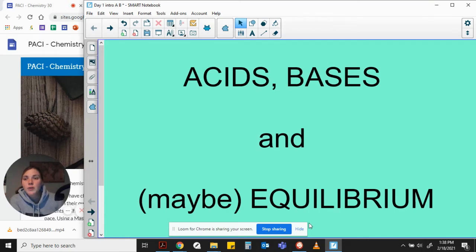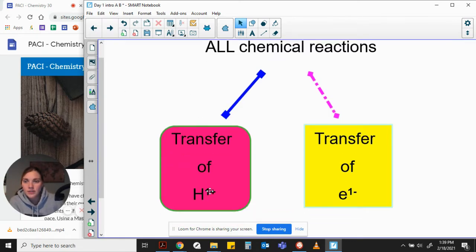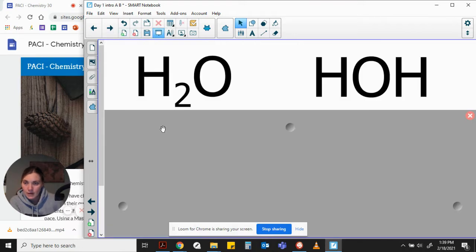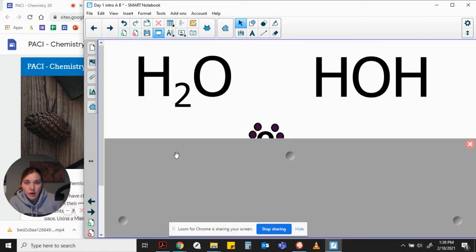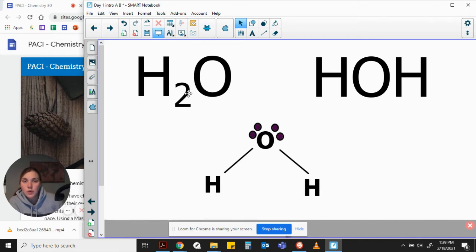Hey Chem 30, this video is our acids and bases introduction, which will eventually lead us into equilibrium that involves acids and our bases. So all chemical reactions are either a transfer of the hydrogen or a transfer of electron. This is looking more at a transfer of the proton. We've seen water as H2O, but we're going to think of it as HOH for this outcome. Okay, and so we've got our water.